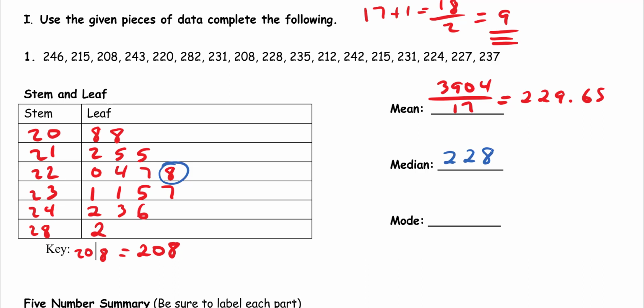Now, let's just figure out the mode. The mode is the one that occurs the most often. And if you notice, 208 occurs twice, 215 occurs twice, and 231 occurs twice. So you're going to list them all: 208, 215, and 231. So this is trimodal.